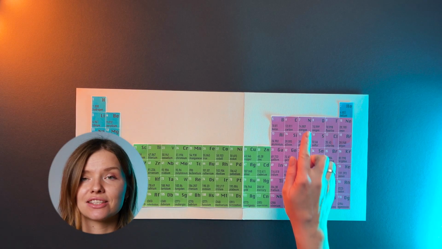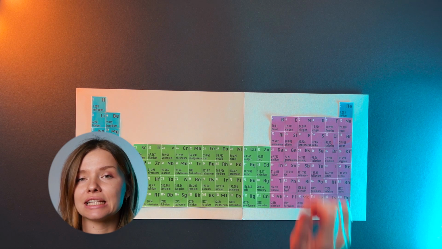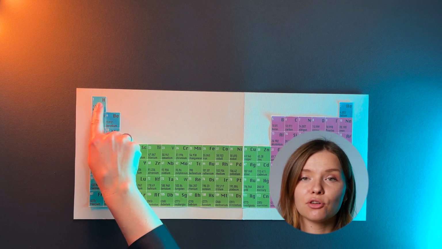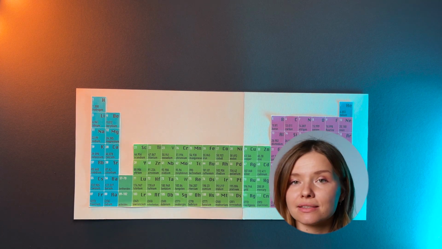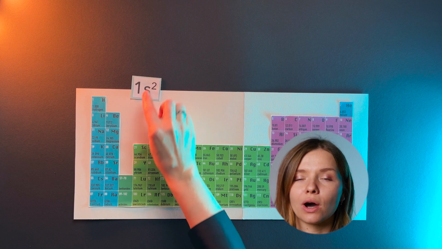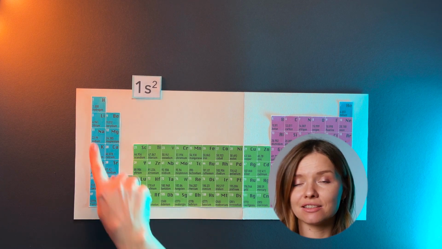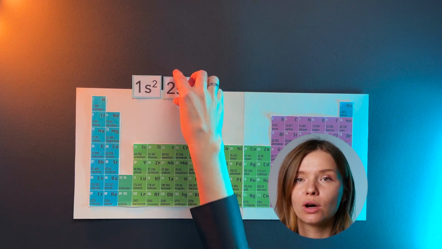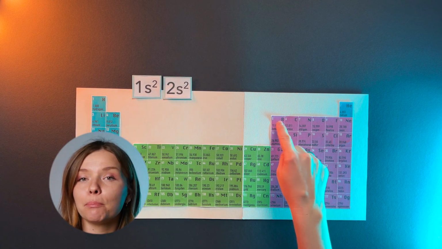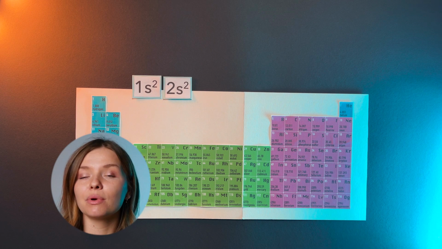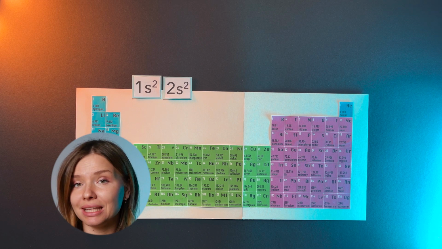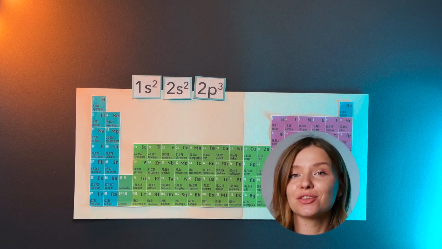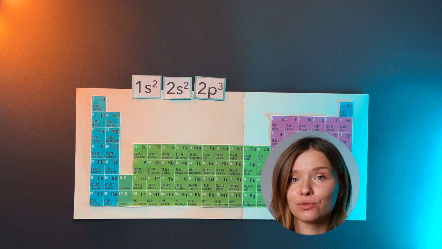Nitrogen. It's here, so let's write its electronic formula starting from the beginning of the periodic table. In the first period there are 2 s elements, so we write 1s2. Then in the second period again 2 s elements, so we add 2s2. And then there are p elements. Among them is nitrogen with 3 p electrons. So in the end we get 2p3. So that's the electron formula of nitrogen.